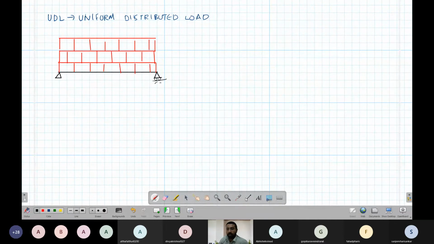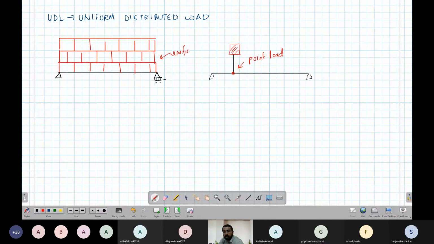If we want to compare another case, let's say there is a small, sharp object here, some force here or some big object over it. So the weight is coming on this point, only a single point. This is a point load. Point load. Okay, so the earlier one is a uniformly distributed load.